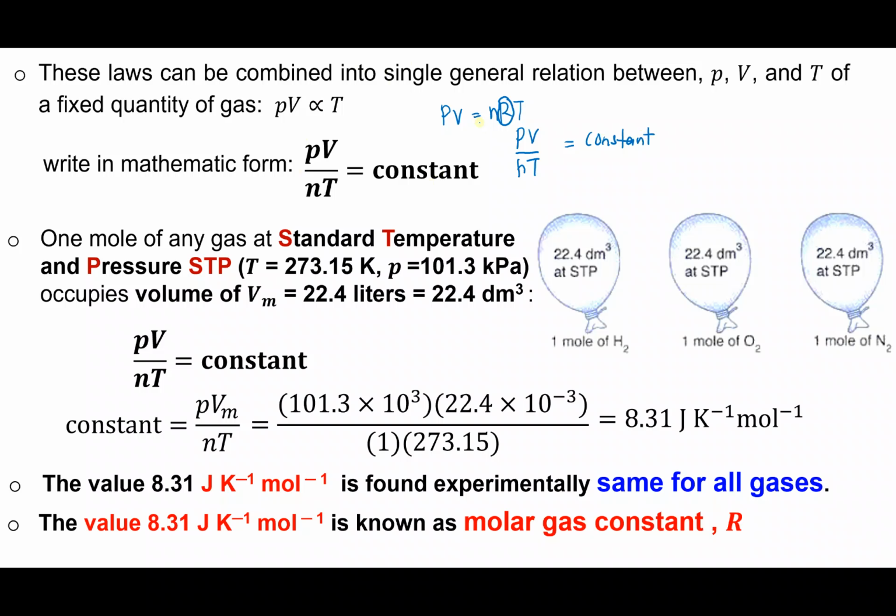Okay, so 1 mole of any gas at standard temperature and pressure STP, which is temperature adalah 273.15 Kelvin and pressure adalah 101.3 kilopascal. Itu adalah standard temperature dan pressure. Occupied volume, which is 22.4 liters ataupun 22.4 dm cube. So kalau you plug in the value, so you bolehlah dapat value of R, which is 8.31. So daripada eksperimen, apa yang diorang jumpa adalah value untuk R for all the gases adalah sama, 8.31. That's why we decide to put into the constant for R is 8.31. Okay, molar gas constant.